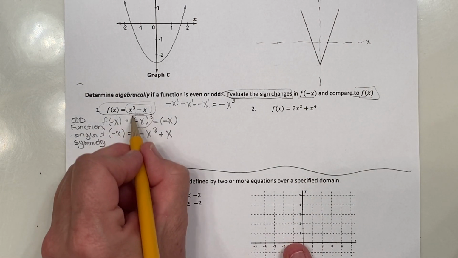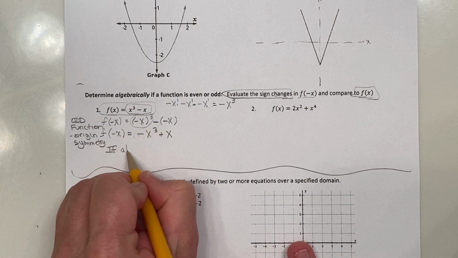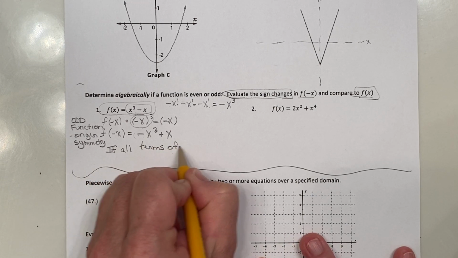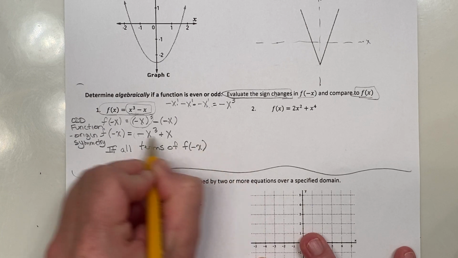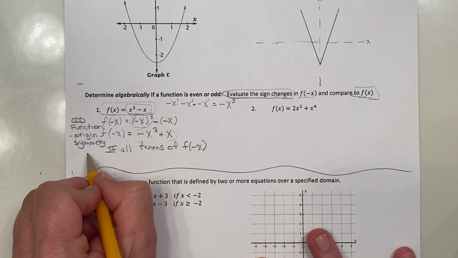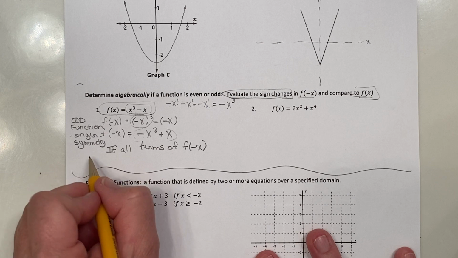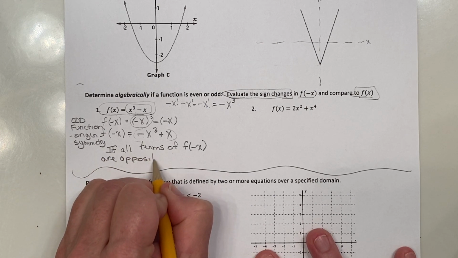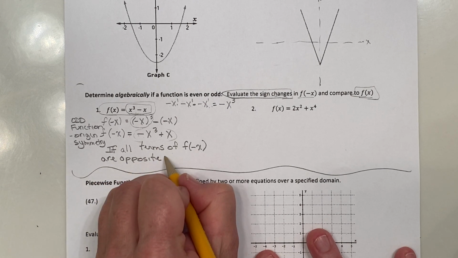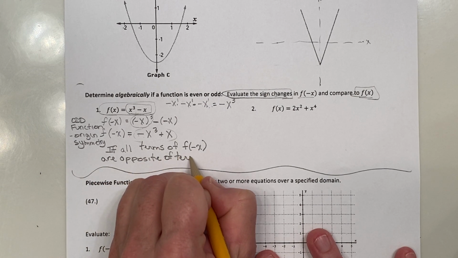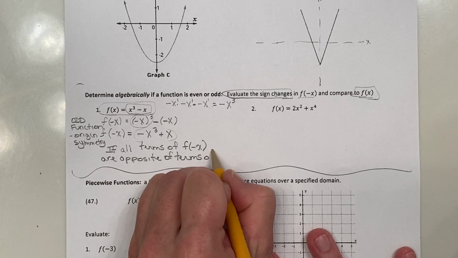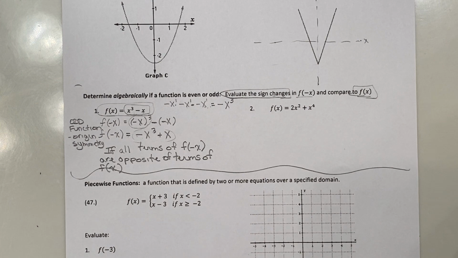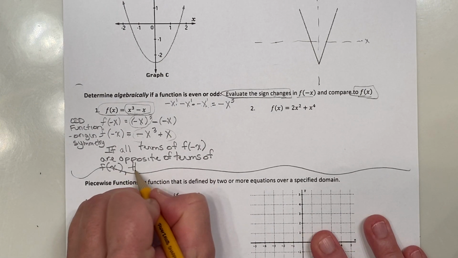But once we perform this set of steps, we look and say, oh, if all terms of f of negative x, meaning these terms right here, are opposite of terms of f of x, these original terms, then f of x, the original function, is odd.